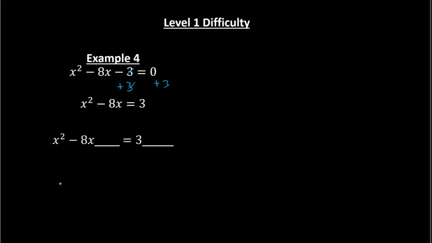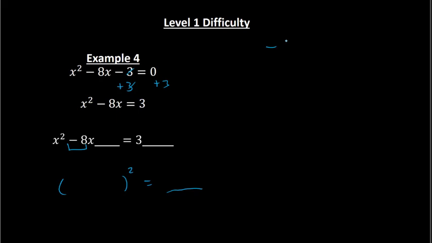Right? Because my end goal is I want this left side to be something squared and then this right side to be some number. So I'm forcing this to become a perfect square. And to make that happen, I add something to both sides of the equation. Now what I add is found by looking at this middle coefficient, this -8.